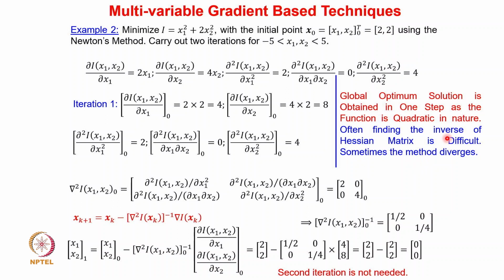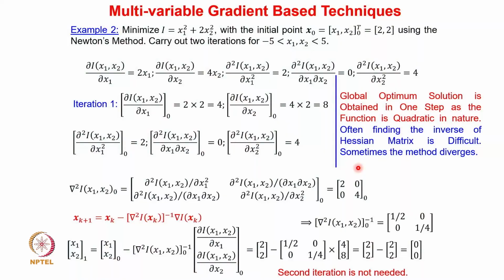Often finding the inverse of the Hessian matrix is difficult. Sometimes the method diverges. These are the limitations of Newton's method. You can see that we need to find the inverse of the Hessian matrix. Very often when you are dealing with a large number of variables, your Hessian matrix may become singular. And whenever the matrix is singular, inverse is not possible. So you will not be able to find the inverse of the Hessian matrix. And in such cases, applying Newton's method is not easy. Again, sometimes the method diverges depending on what initial solution you are looking at, isn't it?